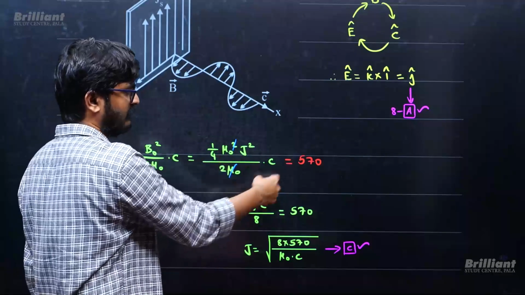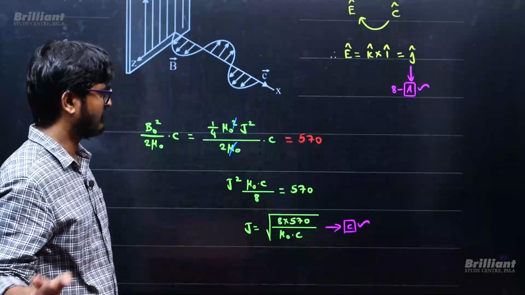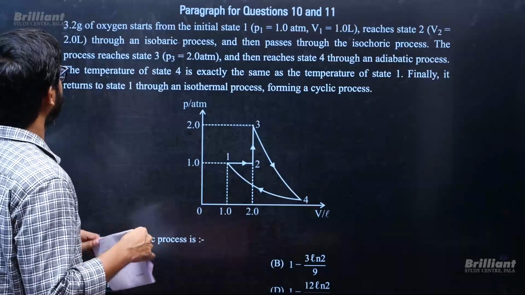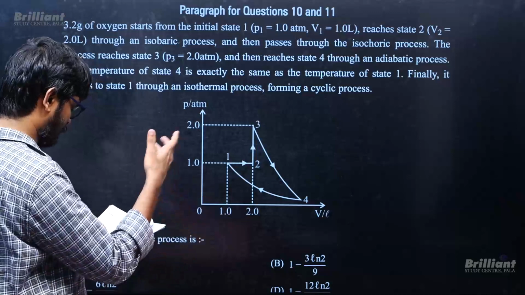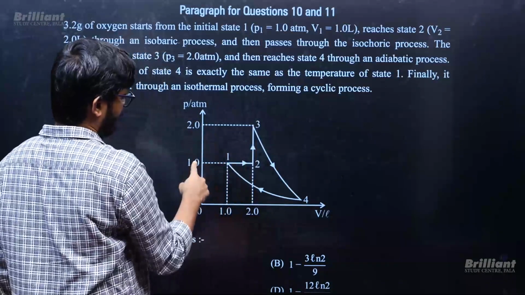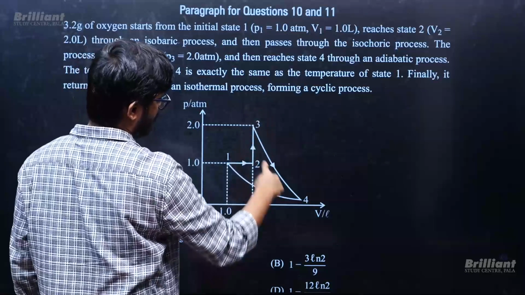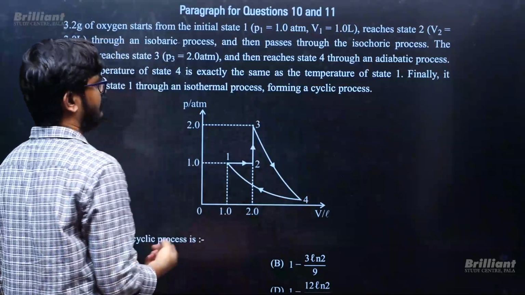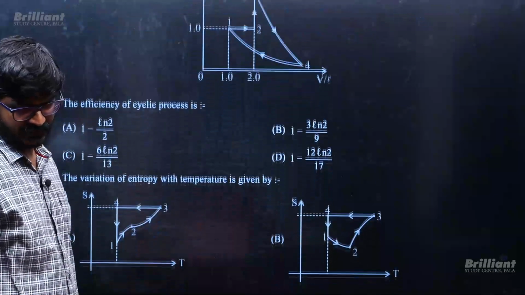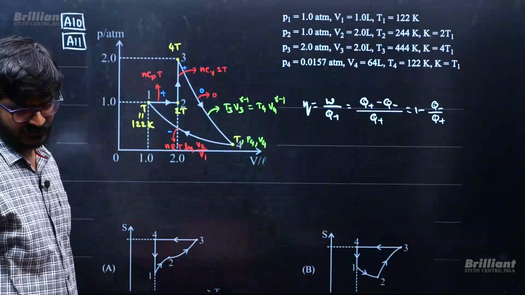So when you substitute, that value is given as 570 in the question. It's only about solving from there, right? In the next question, there is some gas going from 1 to 2, 2 to 3 is a constant pressure process, a constant volume process, an adiabatic process, and an isothermal process. They are asking what is the efficiency of the cyclic process and the variation of entropy with temperature.